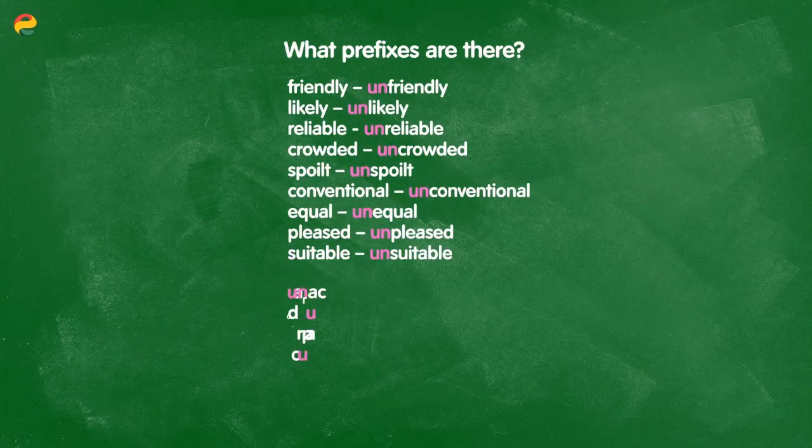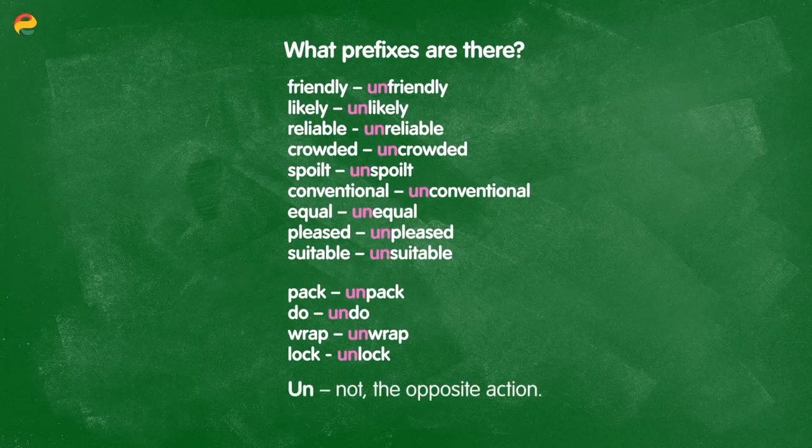Whatever the adjective means, un, combined with the adjective, means the opposite. But now let's look at some verbs. For example, pack and unpack, do and undo, wrap and unwrap, and lock and unlock. Here, un is serving a very, very similar purpose.